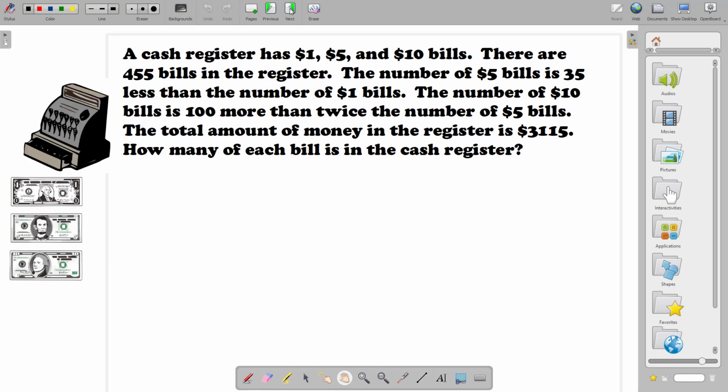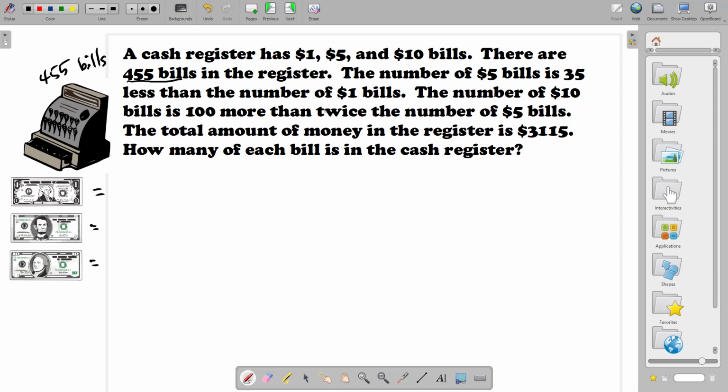All right, now let's take a look at this problem. In this problem, we have a cash register. There are 455 bills inside the cash register. We have $1 bills, we have $5 bills, we have $10 bills. We want to know the number of each type of bill in the cash register.